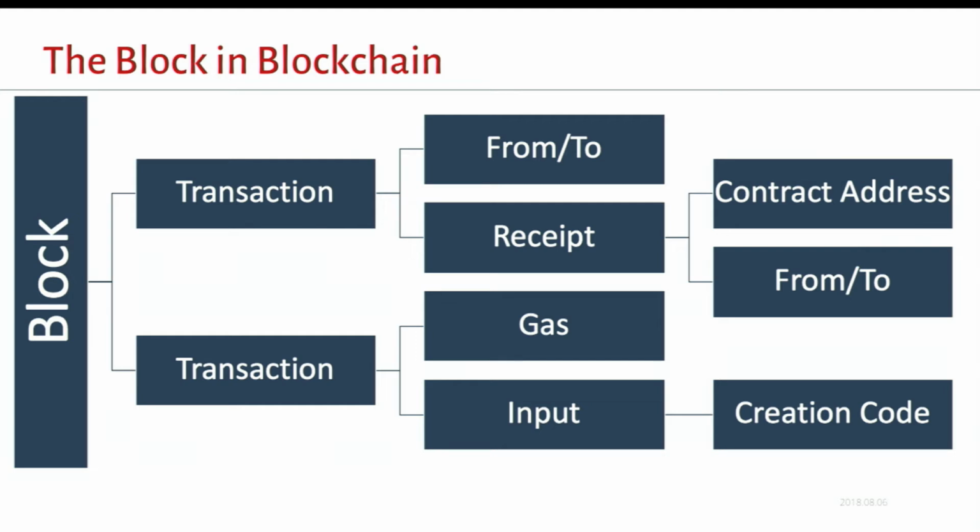So what's in a block? As I said before, blocks have transactions. Transactions have all sorts of metadata, who it's from, who it's to, if there's input, if there's gas, if code was created. And there's also a receipt field that can tell you most of this.